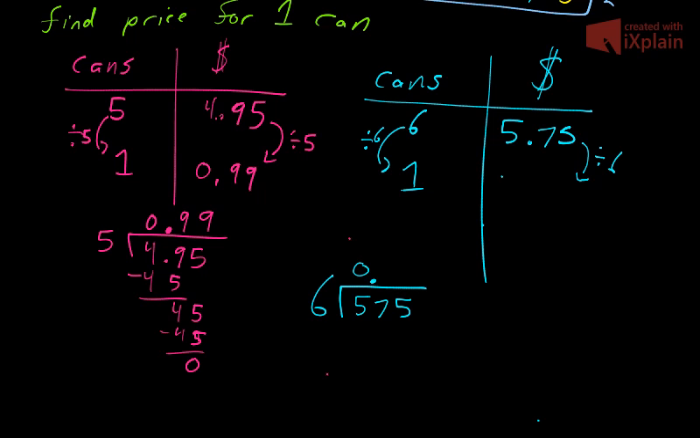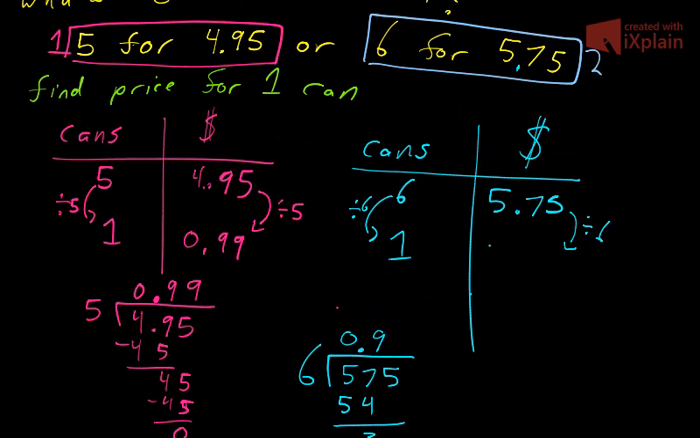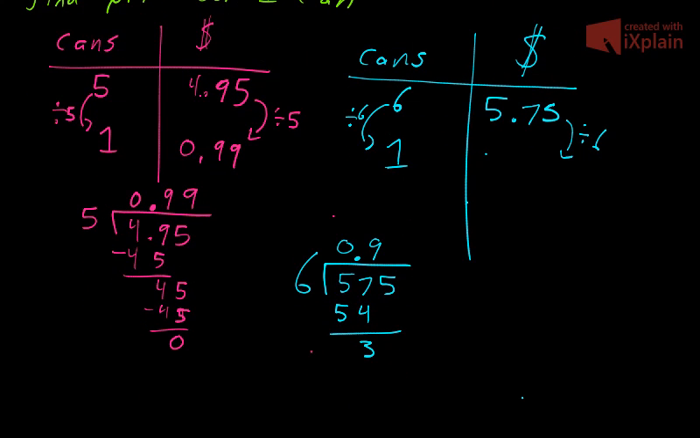It does not go into 5 at all, but it goes into 57. 9 times 6 is 54, leaving a 3. Then I have 3 and a 5. It goes into 35 5 times, leaving, let's see, 30, leaving 5. 6 goes into 50 a lot of times. That would be 8. At this point, it doesn't really make sense to keep going because we're dealing in cents. So it would be about equal to 96 cents, so that would be 0.96.